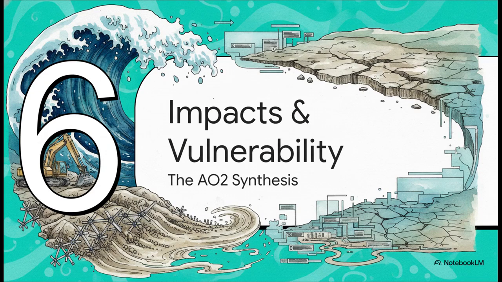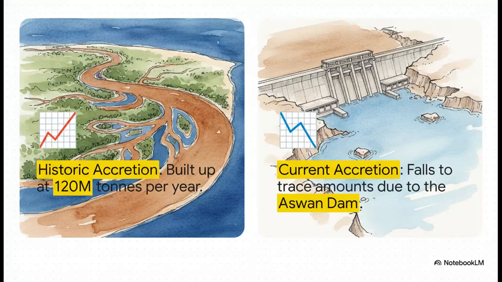Section 6. Human impacts and vulnerability. The AO2 synthesis. Now, this is where your AO2 evaluation skills really come into play, because human impact has utterly devastated this delicate balance. Historically, the delta accreted or built up at a rate of 120 million tons per year. Today, accretion has fallen to practically trace amounts.